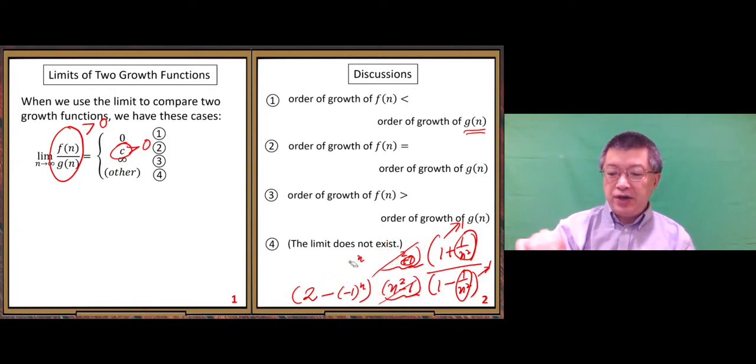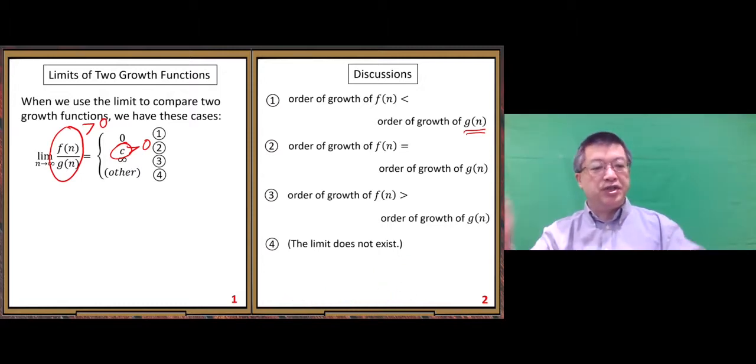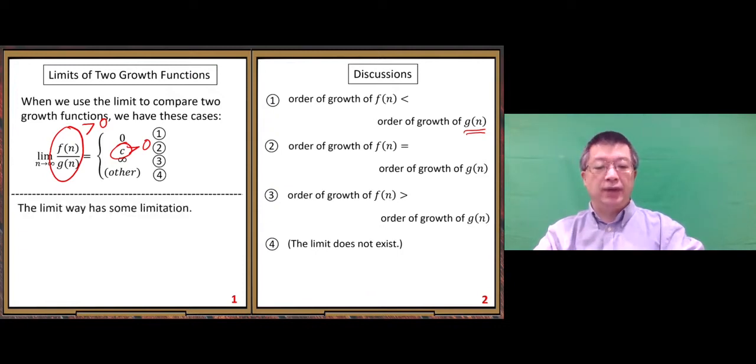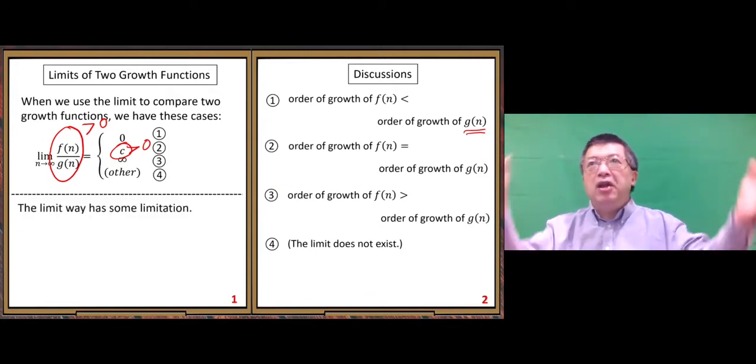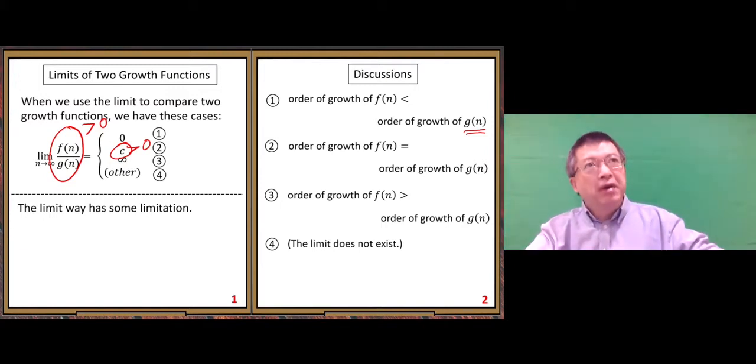So you can see that special case we need to consider. Here we take that out. So we consider our case number 4, limit does not exist. But if the limit does not exist, can we still compare two growth functions? The limit method does not work, right?